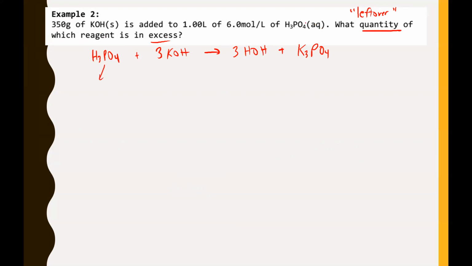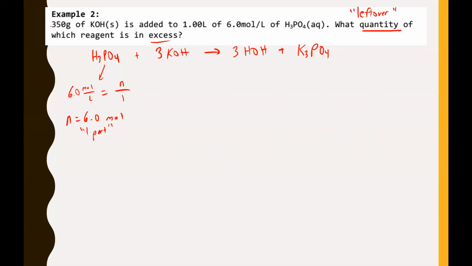Let's start with H3PO4. We know the concentration is 6.0 moles per liter. This equals some number of moles over some number of liters, which is exactly 1. It's the most boring equation ever, because we now know our number of moles is just 6. So one part, if we were using this, is 6 moles.